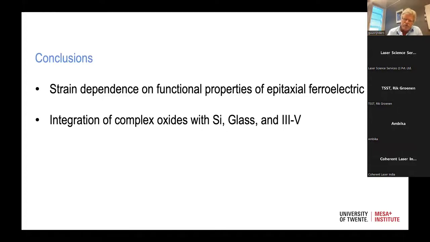Hopefully I've given you a bit of a flavor of what we are doing. PLD is a fantastic technique if you control it at the atomic scale with electron diffraction and make very crystalline materials. But nowadays, these materials also find their way into applications, in sensors, in actuators, but also many others, let's say photonics, quantum applications, etc. And for real applications, we need to integrate such materials with other materials like silicon, like glass, III-V. And you can do that with pulsed laser deposition.